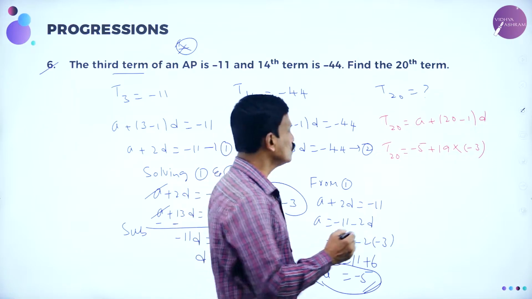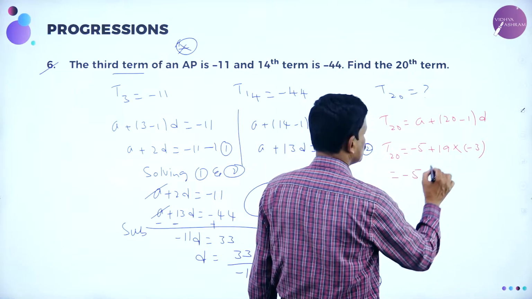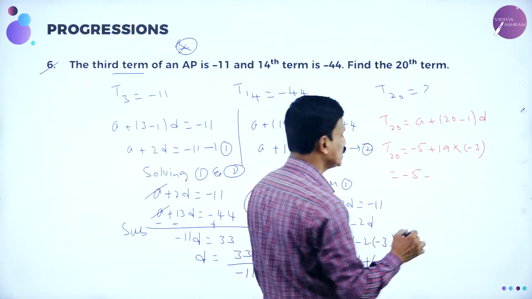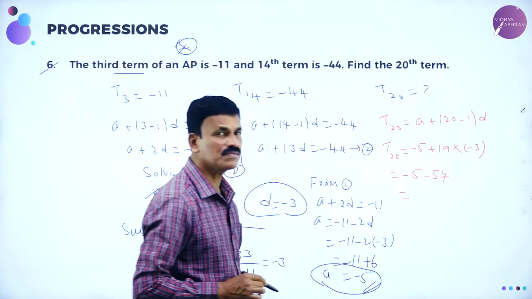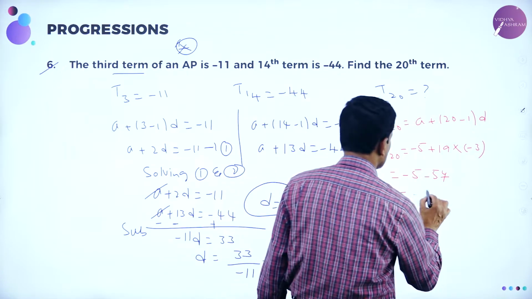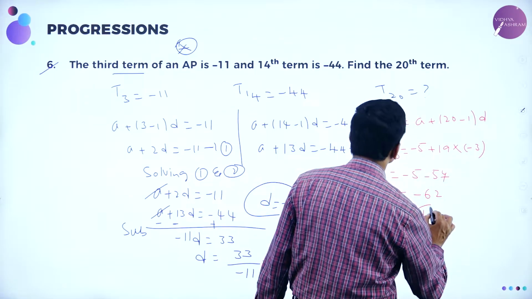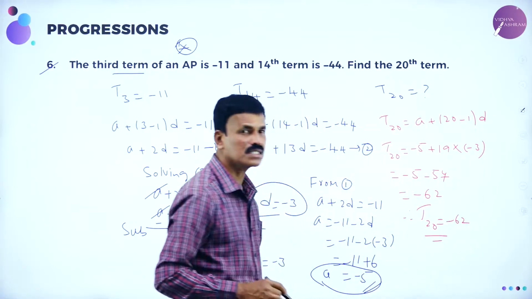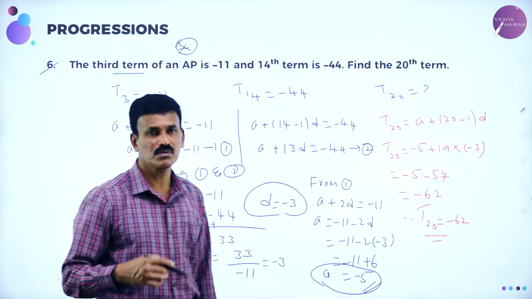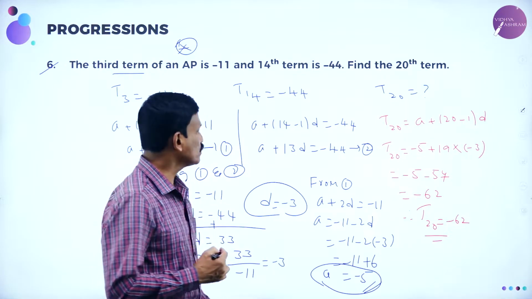What is this equal to? This is minus 5 plus, minus into plus, minus 19 into 3. 19 threes are 57. So add this, minus 5 minus 57 is equal to minus 62. That's it. So therefore T20, the 20th term, is minus 62. This is how we are going to solve this problem. Hope you followed. Okay. Now let us come to the next problem.